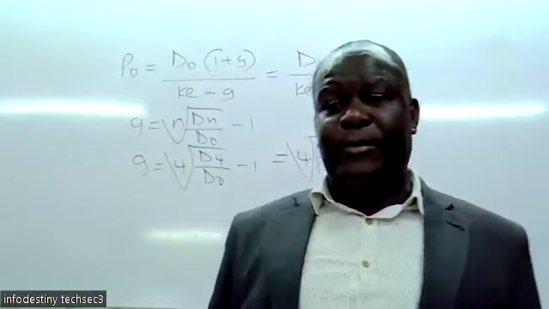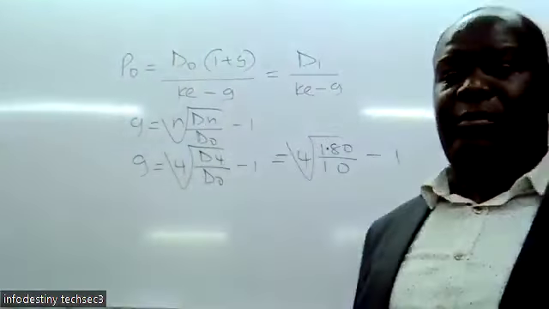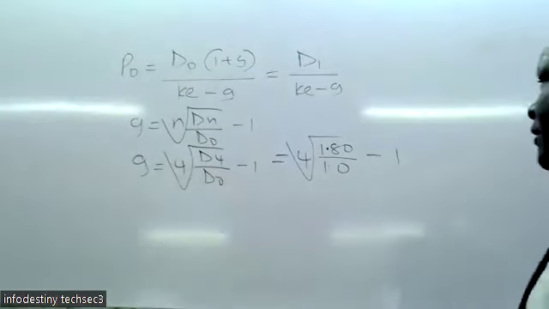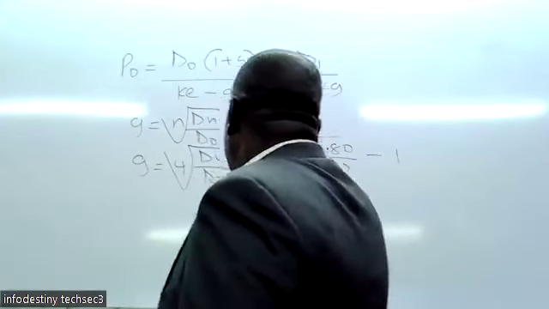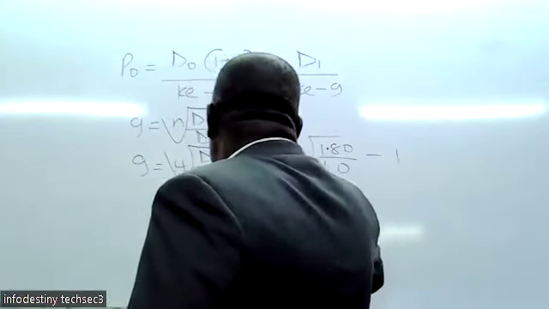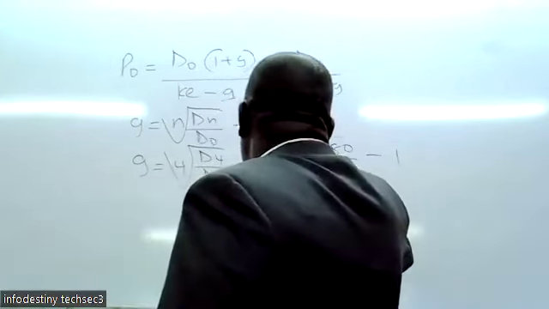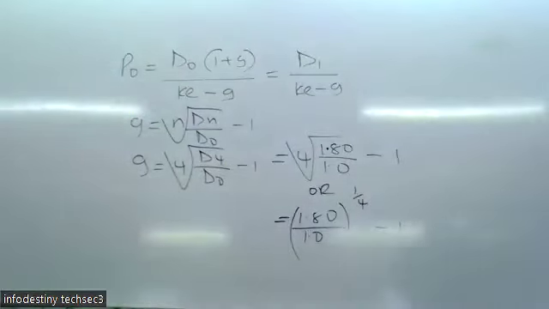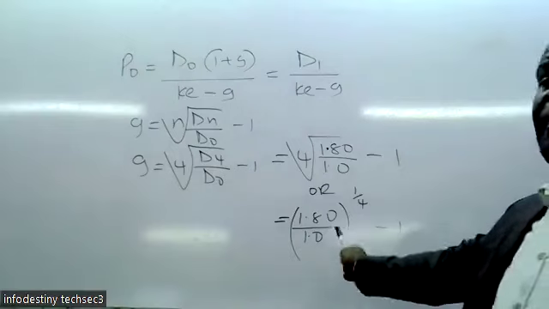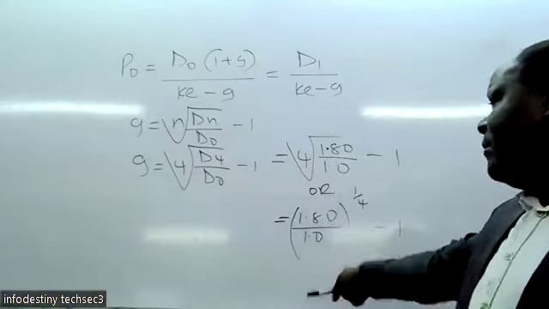Starting from that point, if you don't get that figure correct, then you will get a 0 mark on that question. So this part, you can also work it this way. You can take 1.80 divided by 1.0, raise the power of 1 over 4, then subtract 1. If you don't want to use the root, because I know that's where the problem is, use this format: take 1.8 divided by 1.0.